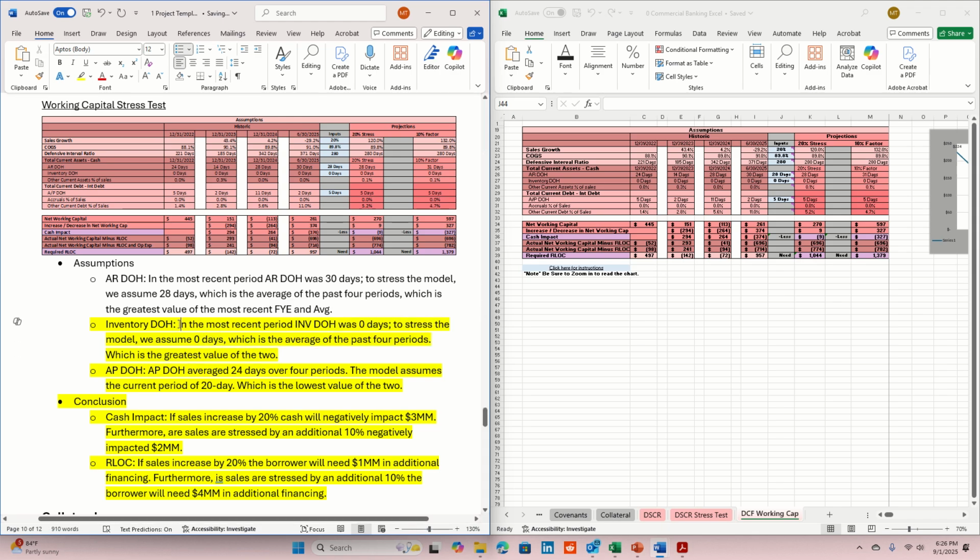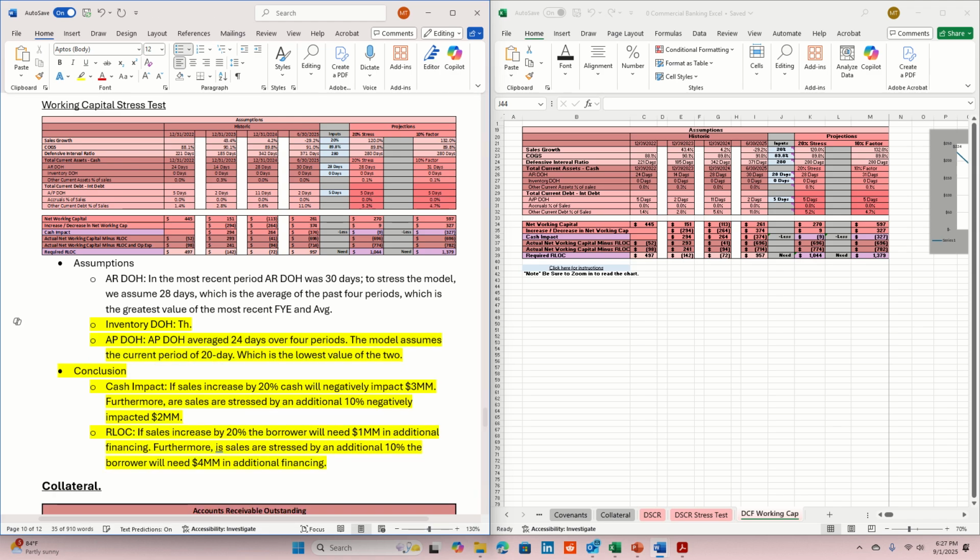So if you're not like me, and you do have inventory, that's how you would fill this out. If you're like me and you do not have inventory, you would simply say the borrower does not historically report inventory. Okay? Simple. Keep it simple, one sentence.